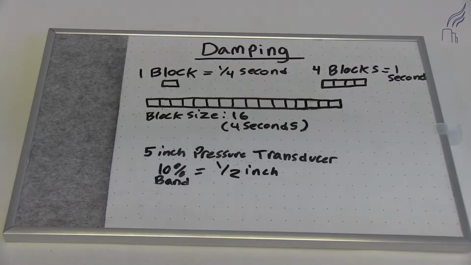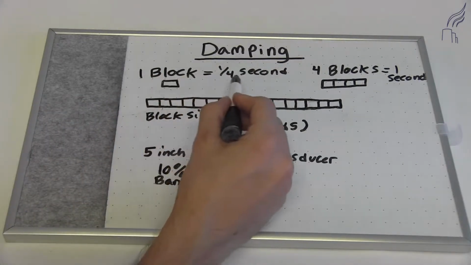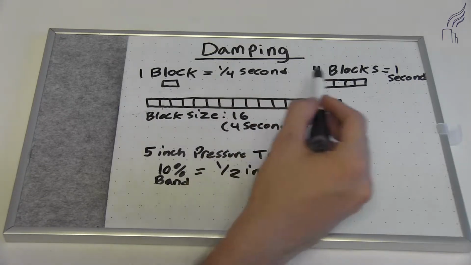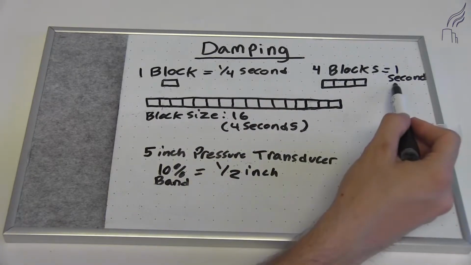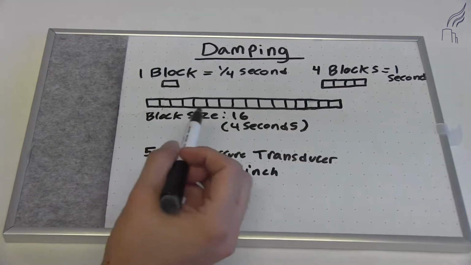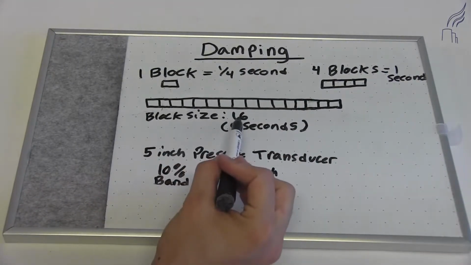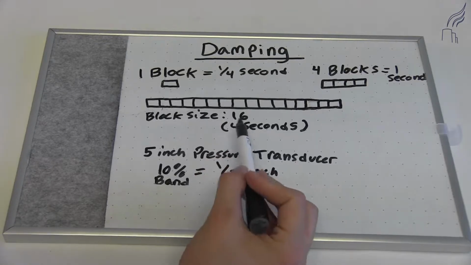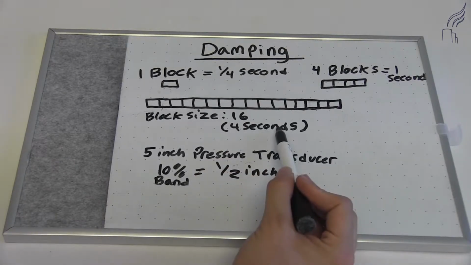Block size is the number of readings that are averaged. Each block is 1/4 of a second. So 4 blocks would make up 1 second. For example, if we chose a block size of 16 on our console, that would equal 4 seconds.